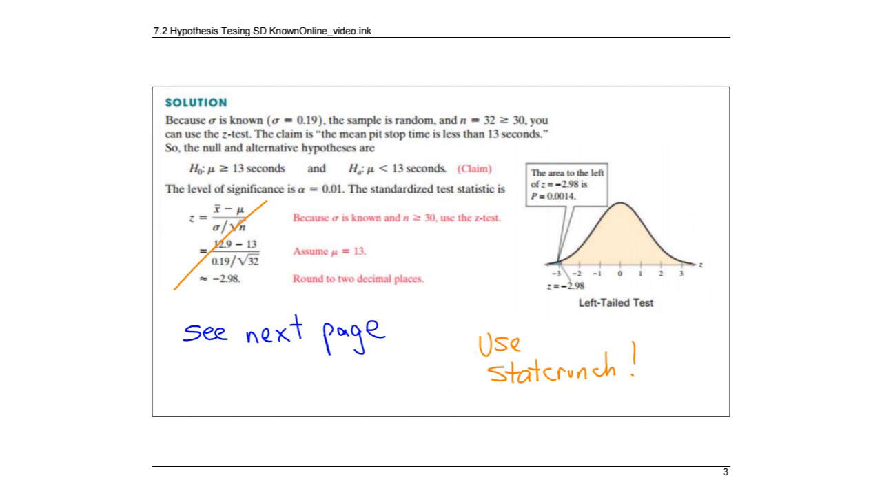I just wanted to show this slide in case you want to do this by hand. I'm going to talk about StatCrunch. You would have to find Z first, and then once you find Z, you would have to go into the normal calculator and find your area P. We do know we have a left tail test, because our alternative is pointing to the left. It's less than. So let's head to StatCrunch.